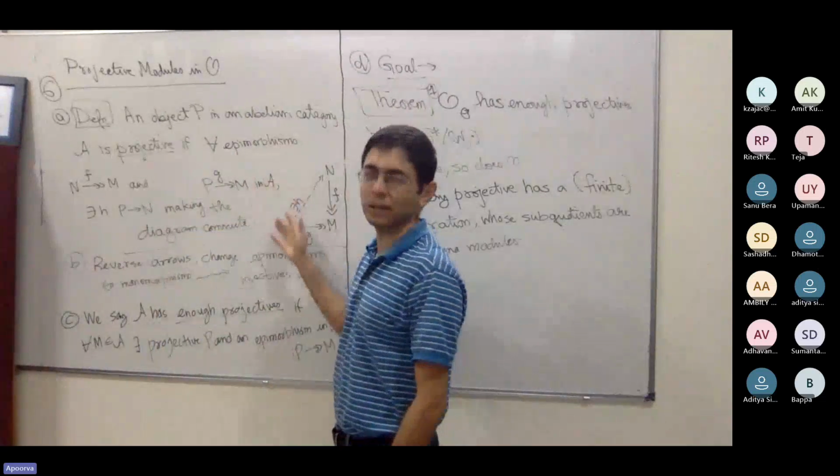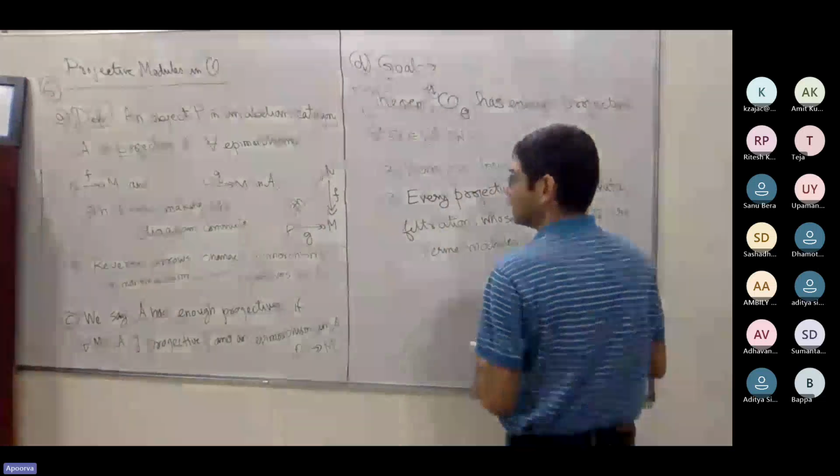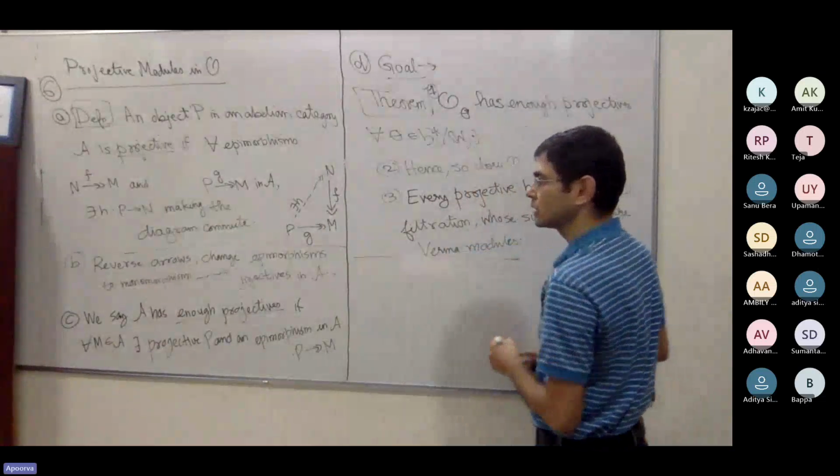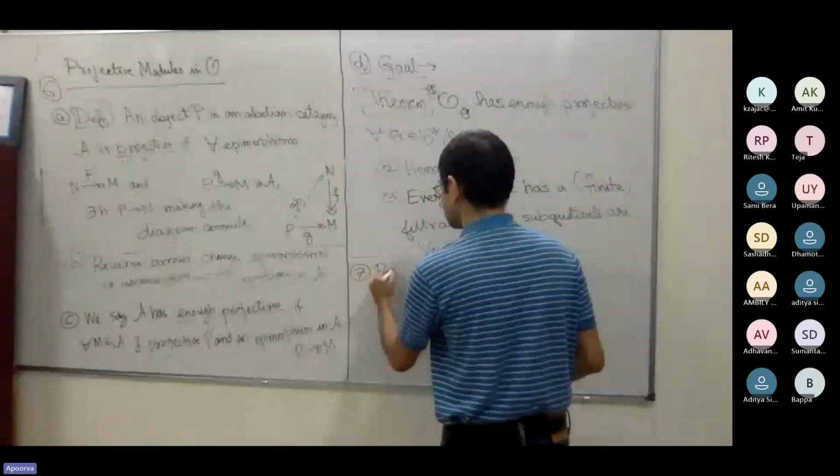This definition is okay, but it's not very convenient. Let's start with some more convenient conditions. So this is all 6. Maybe I'll call it 7. Basics on projectives.